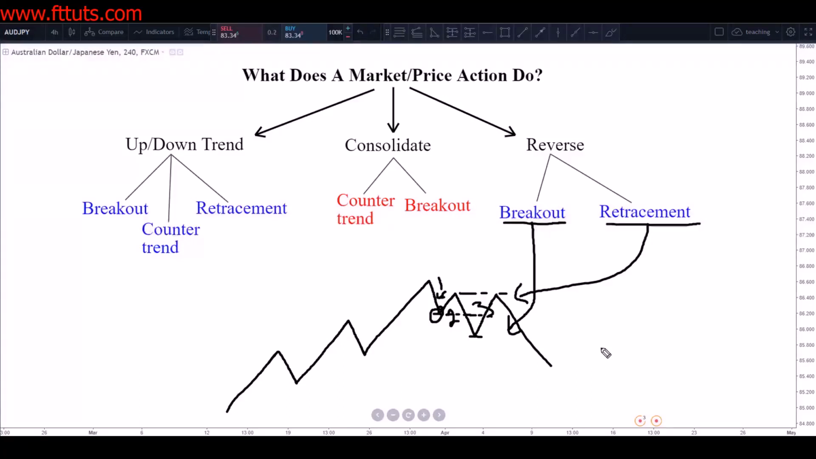Feel free to go back and watch this section of the video first before moving on to the examples on the chart. But that's what we're going to go ahead and head to now. Let's head down to a real chart and take a look at some examples of an up or down trending market, of consolidation, and of reversal situations.